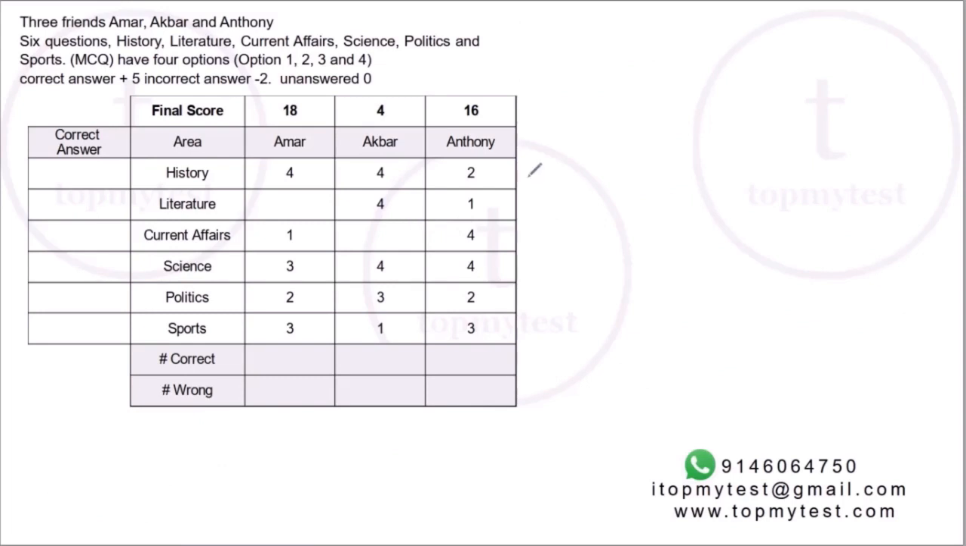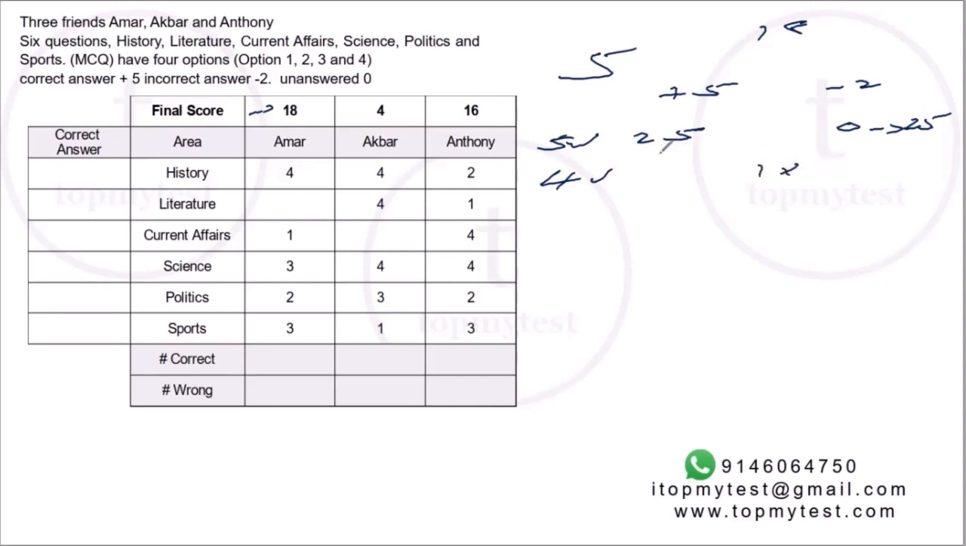Let's proceed. Now, if you look at Amar, he has attempted 5 questions and has gotten 18 marks. Your marking scheme is plus 5, minus 2. If he gets all 5 correct, he will score 25 for the correct marks and 0 for the wrong. Net score will be 25. If he has 4 correct, 1 wrong, then you will have 20 for the correct questions and 2 marks deducted for the wrong question. So 20 minus 2, 18, which is the score. So this is 4 correct, 1 wrong.